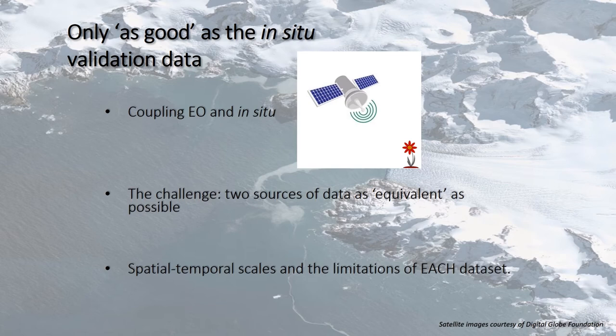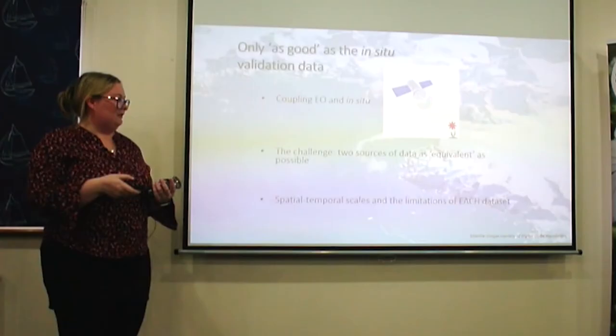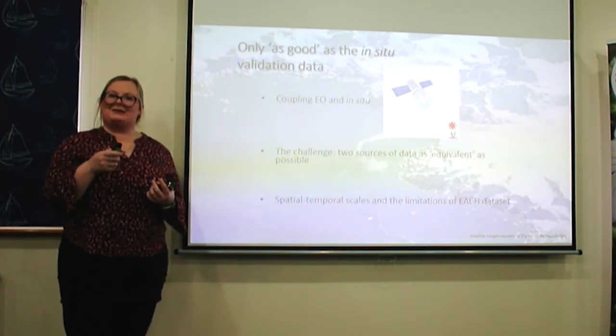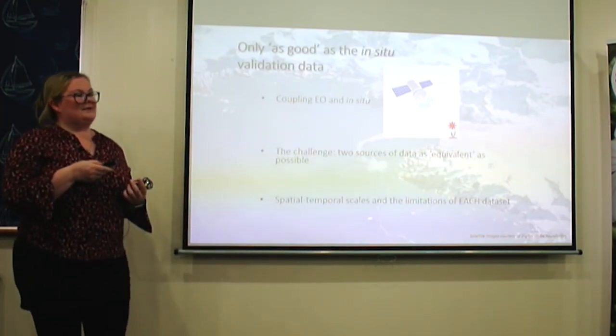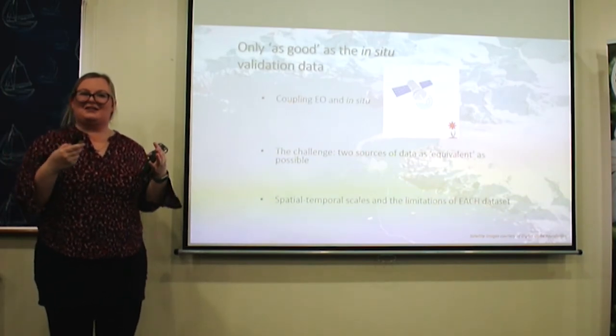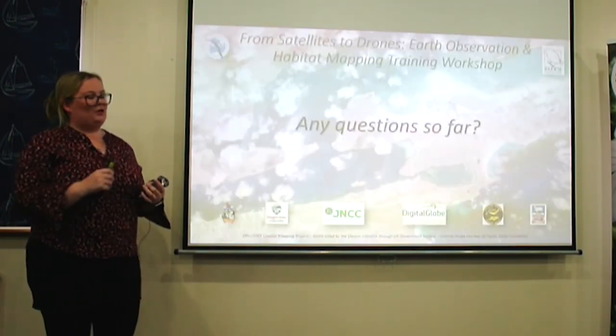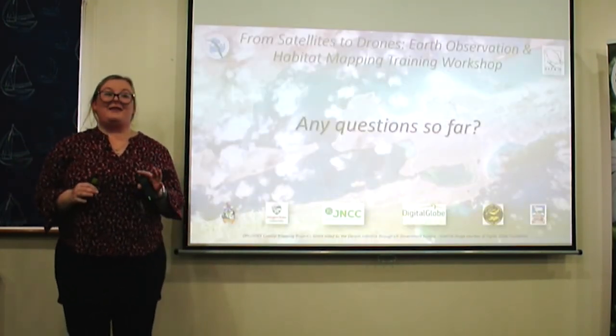But the limitation of the ground data is that it's usually collected in point form across your landscape, but it doesn't give you the spatial coverage. So if you bring those two data sets together, then you get a good quality, validated product that gives you full spatial coverage of whatever you're trying to measure. So you almost always need in-situ data, which is why we're doing a ground truthing exercise tomorrow afternoon, because there are some things you have to consider slightly differently as to the type of data you may be used to collecting on the ground.